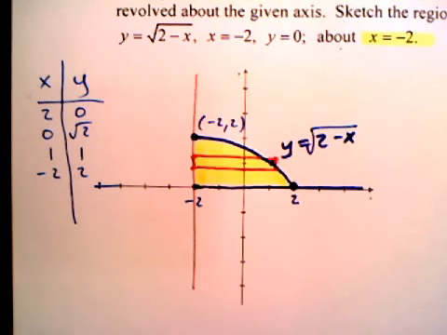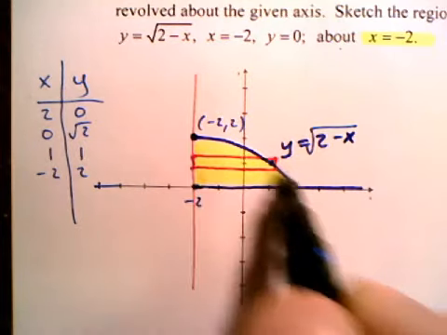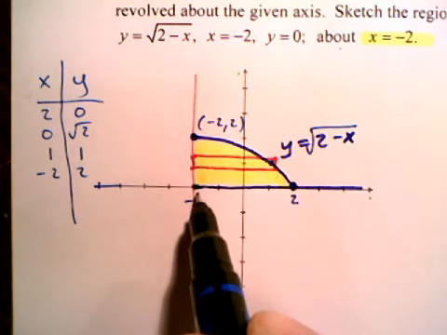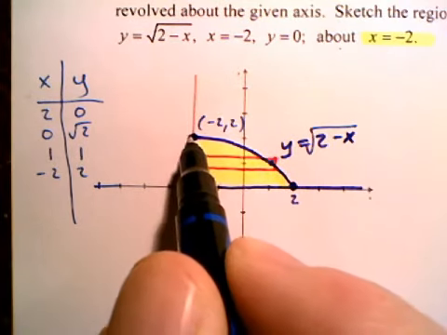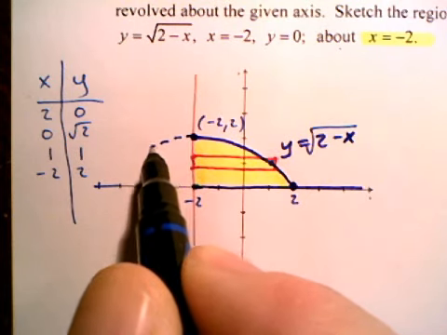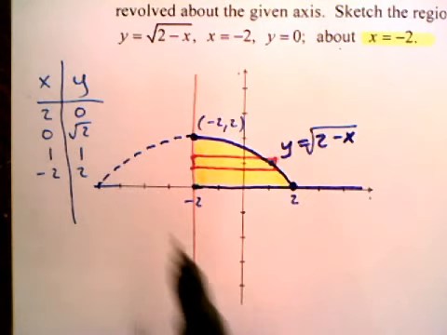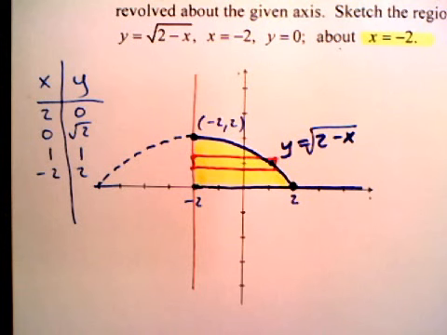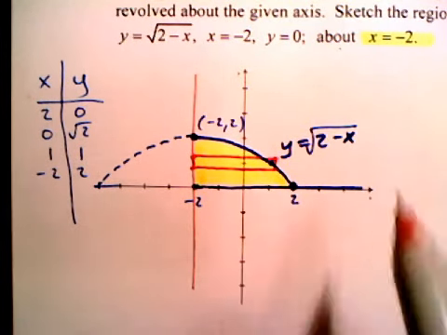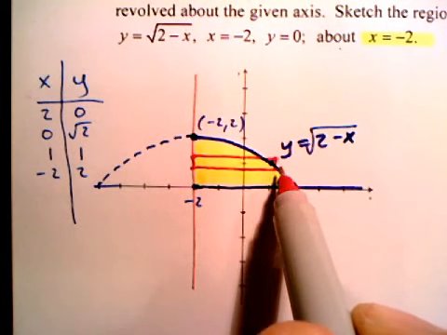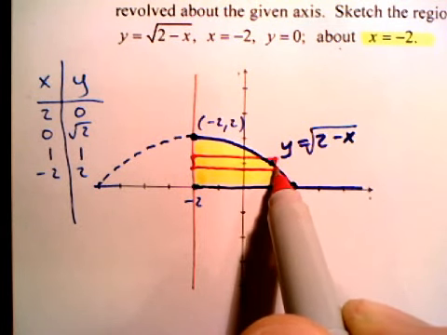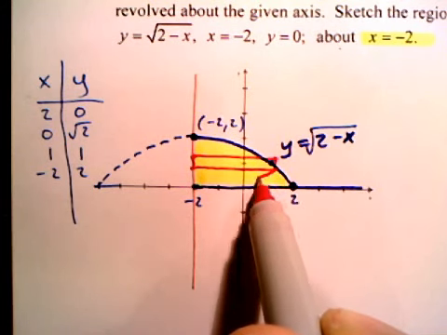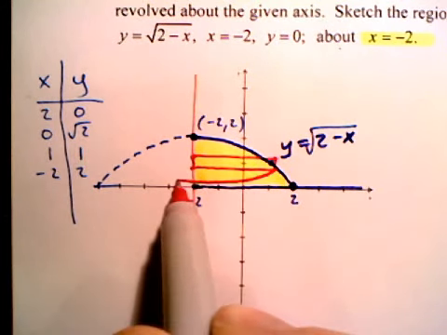So before we do that, we're going to reflect that function right there about the line x equals negative 2. So that looks like that. Okay? And then we're going to go ahead and draw the disk. So if we rotate this rectangle around the line, x equals 2, it comes down like that.